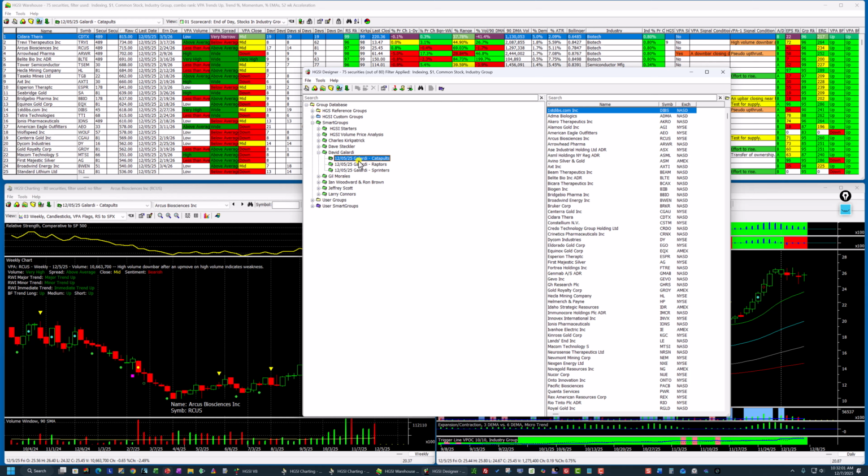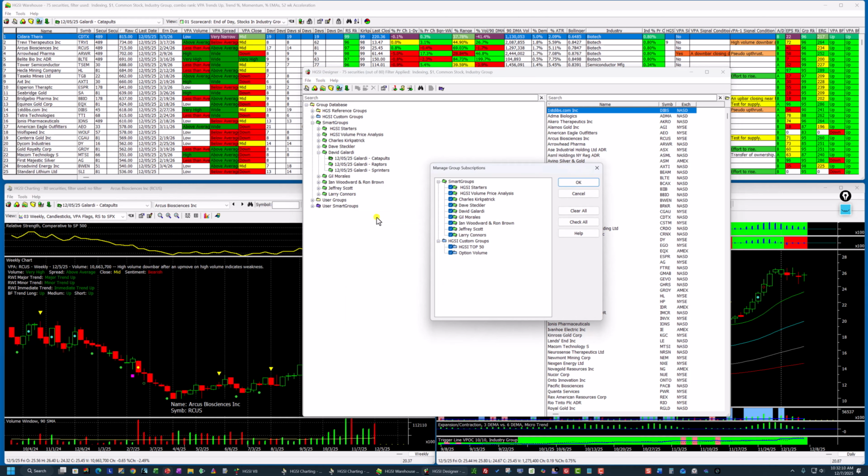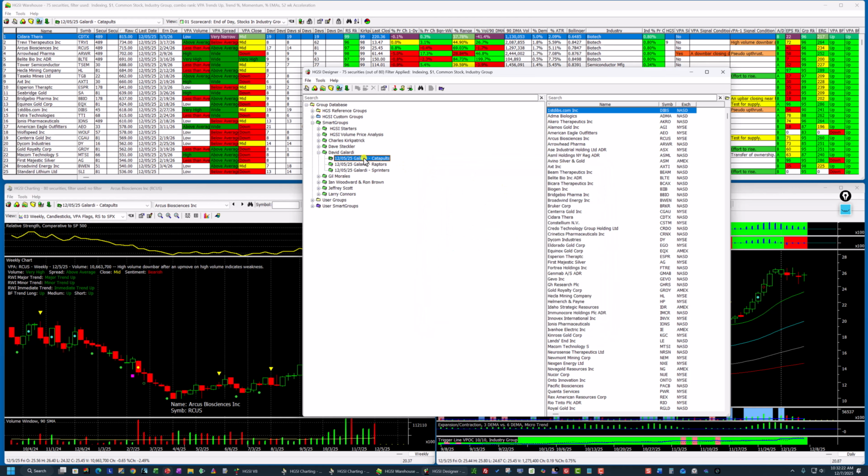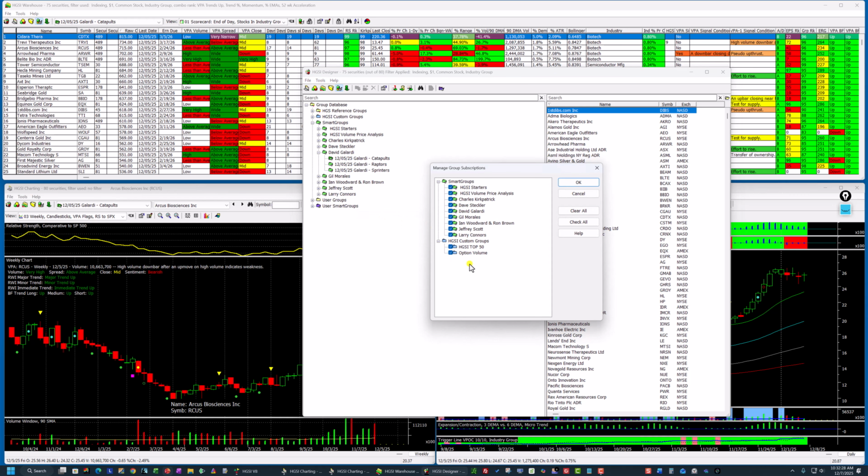work well. So before you go too far, right mouse click and select Manage Group Subscriptions, and make sure that all of these are checked, because you may not have David's checked, but you can see I have all of them checked. So once again, just click on any of these smart groups, right mouse click, Manage Group Subscriptions, and make sure they're all checked.